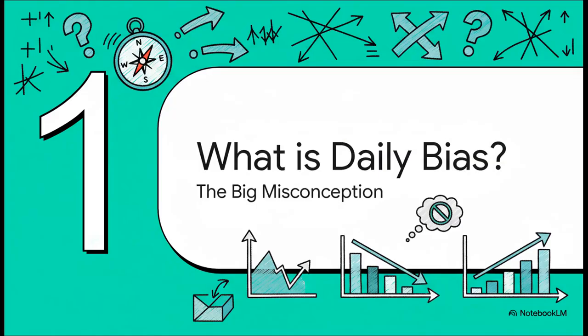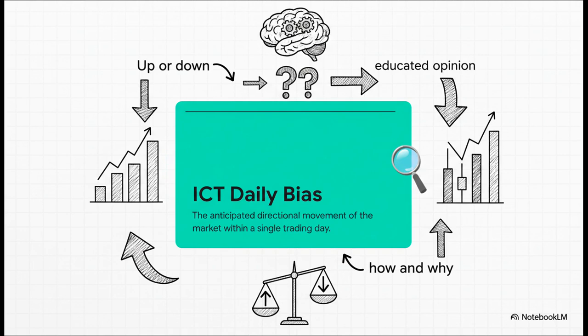Okay, so let's really get into it, because a lot of traders, a lot, get the core idea of daily bias completely wrong. And you know what? That one misunderstanding can be the reason so many trades fail right from the start. So what is it, really? In the simplest terms, it's just forming an educated guess, an opinion, on whether the market is likely to head up or down for the day. But here's the key. It's the how and the why behind that guess that makes all the difference.